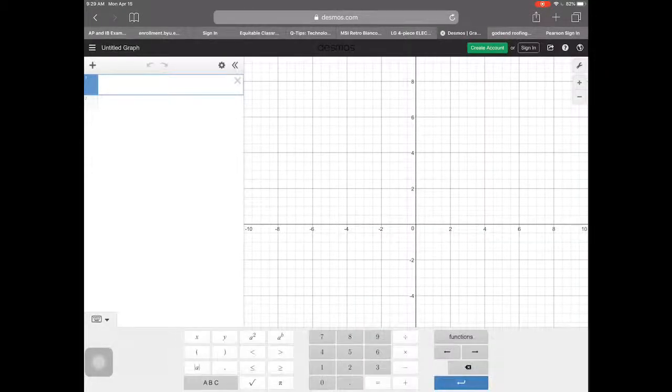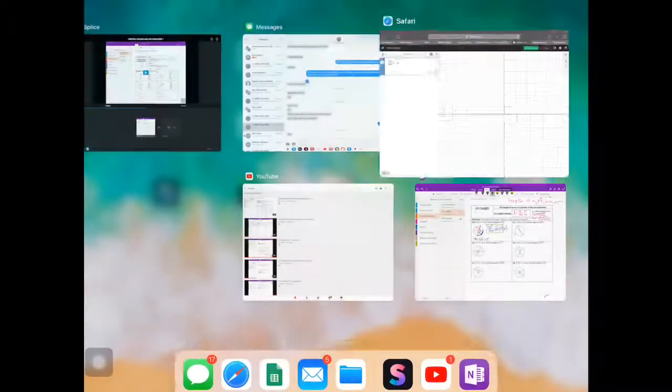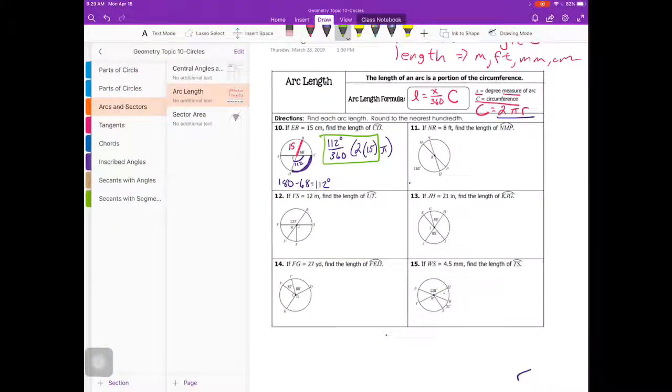And with any luck, Desmos is still pulled up. So we're going to do 112 divided by 360 times 2 times 15. Now notice this gives it to us in a decimal. So I'm going to hit that fraction key right next to the number, and I get 28 over 3. So my final answer is 28 over 3, and then we throw our pi on the end so that this is the length of our arc.